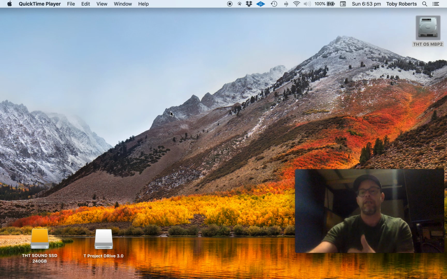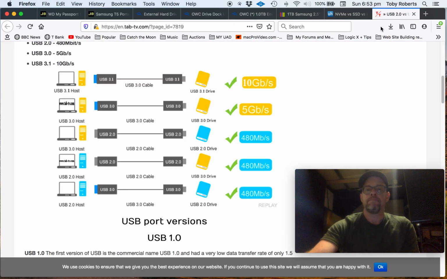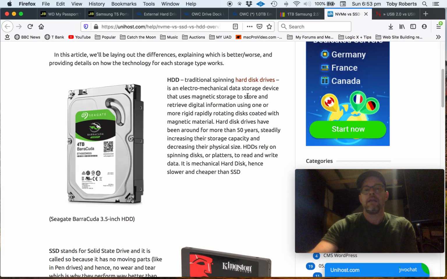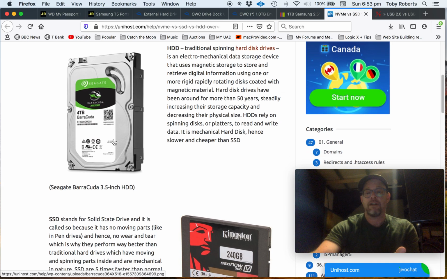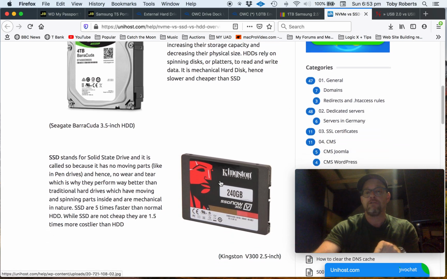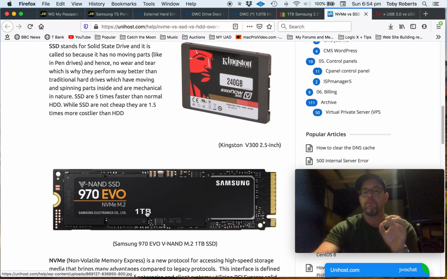So we have an HD drive. Let me just quickly show you. We have an HD drive here, which is relatively slow. We have an SSD drive, which is a solid state drive. And then we have the newer type, which is an NVMe drive. Again, it's SSD, but the transfer rate is even quicker.